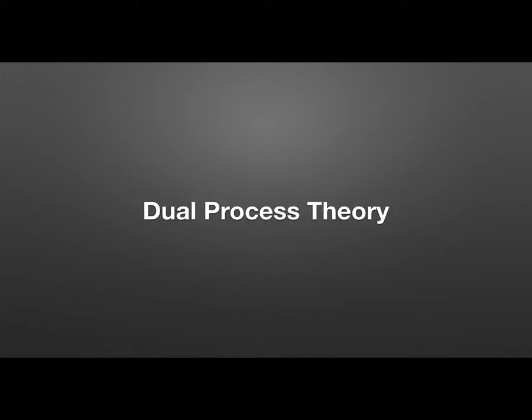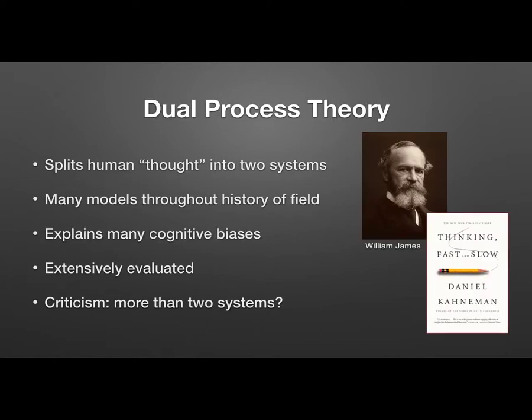So we left off with dual process theory when we were talking about cognition. And so dual process theory has many names, and it goes as far back as this guy, William James. He's from the late 1800s. He's kind of one of the fathers of psychology.